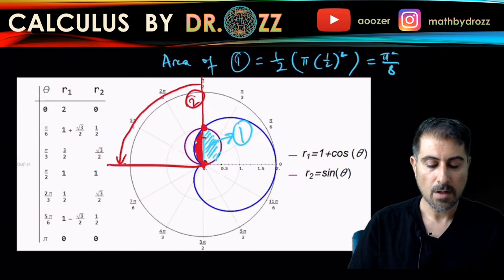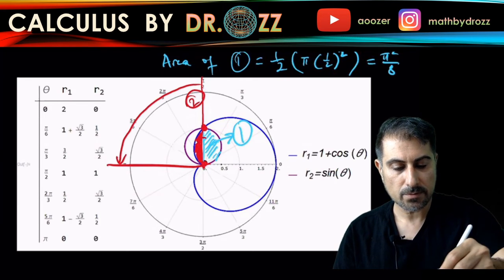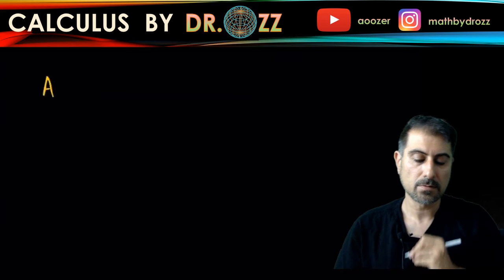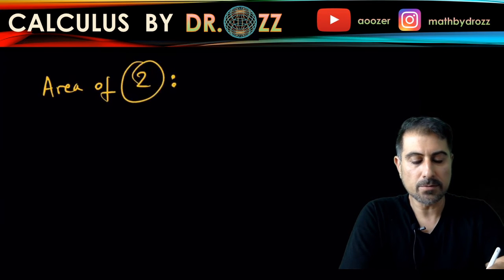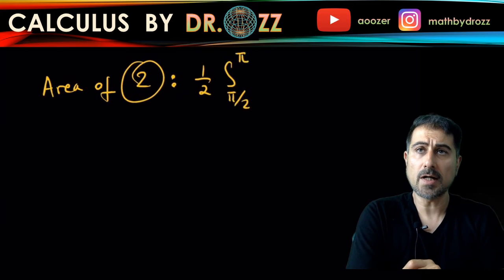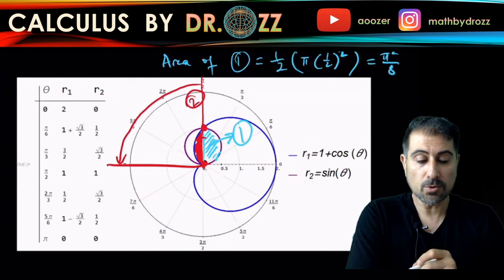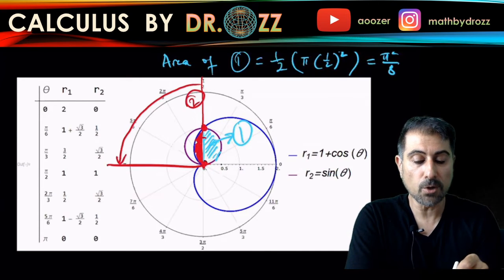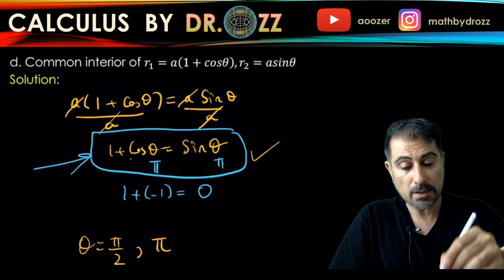So why don't we go ahead and write down the area of 2. It is 1/2 integral from pi over 2 to pi, and I'm going to use R1 as I said. R1 equals 1 plus cosine theta. But we took A to be equal to 1 to start with, so I should go with the original R1 involving A. And the same goes for the area of the circle, so I'll come back to that again.